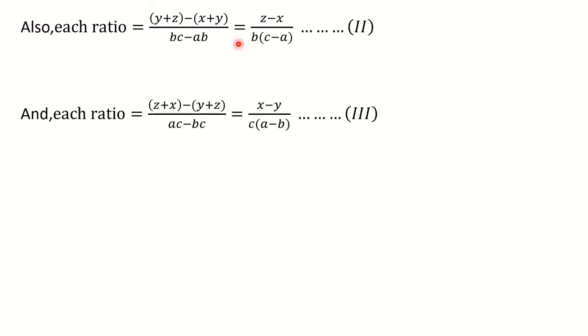Then go for the third one. There you will observe that in the denominator you have c times (a minus b). That means if you expand, you are going to get ac minus bc. That you write down in the denominator first, and accordingly you write down the numerator.